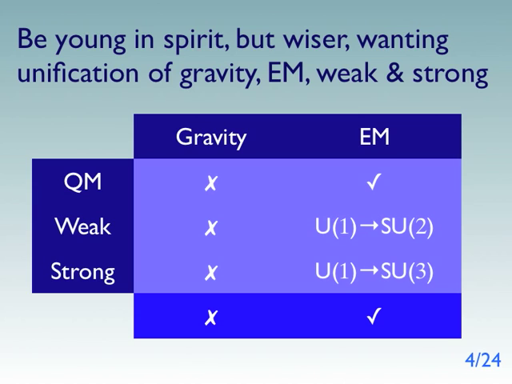So we want to be young in spirit, but wiser. We have to get the unification of gravity and EM and the weak force and the strong force. If we go with gravity, we know gravity doesn't get along with quantum mechanics, and more than 80 years of efforts in that direction have failed. There's no obvious connection between the weak force and gravity, and the same goes for the strong force. So gravity as a starting place does not look good.